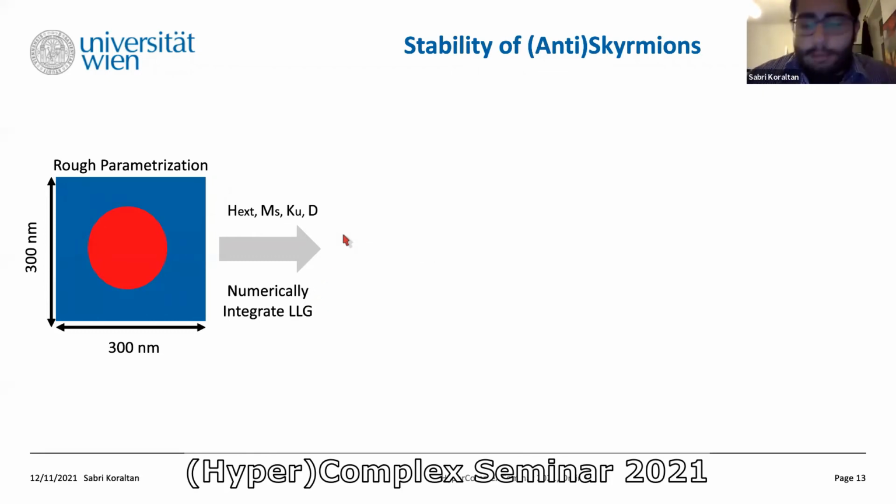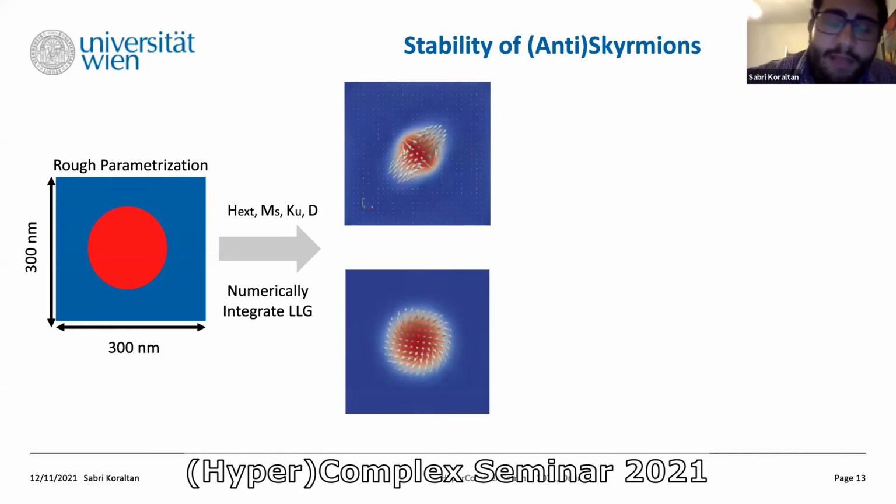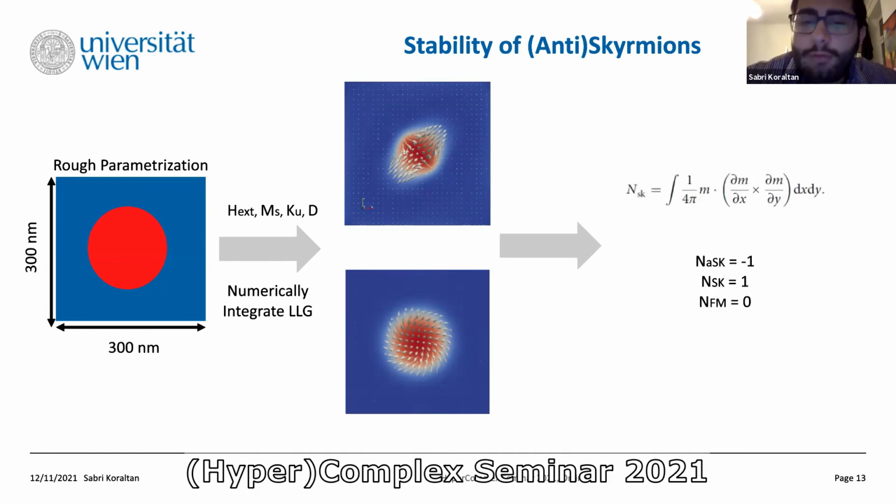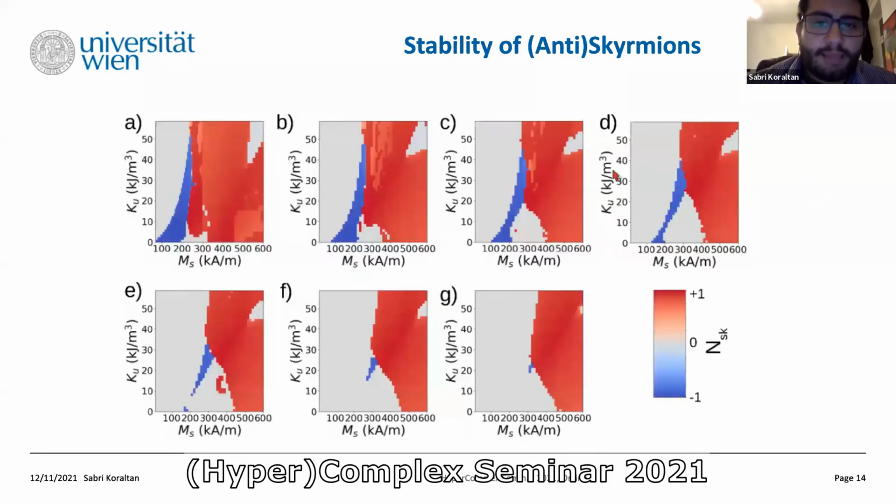So, and then we can see if we have an antiskyrmion or a normal skyrmion when we calculate the topological number. If you have -1, then we have an antiskyrmion, and if you have 1, then we would have a skyrmion. And if you have 0, this means that we have a polarized, so a ferromagnetic state. And this is what we did for a different range of material parameters.